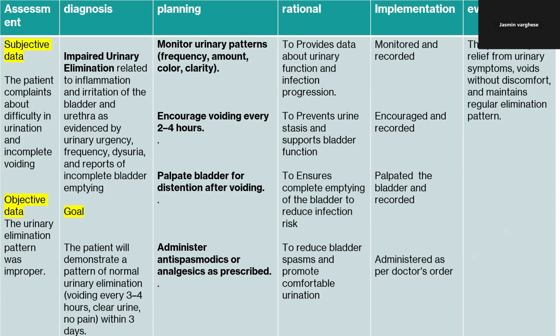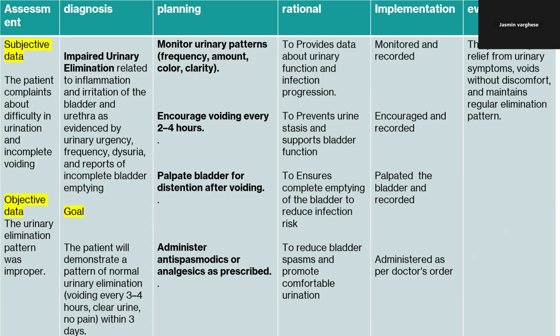Then encourage voiding every 2 to 4 hours because there is impaired urinary elimination, for what? To prevent urine stasis and support bladder function. And in implementation, you can write encouraged and recorded. Then next planning is palpate bladder for distension after voiding. For what? To ensure complete emptying of the bladder as well as to prevent infection. Then in implementation, you can write palpated and helped the person to do the procedure.